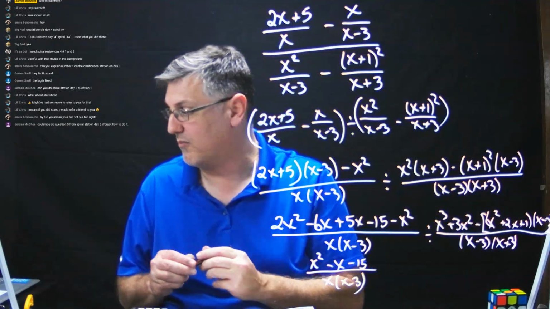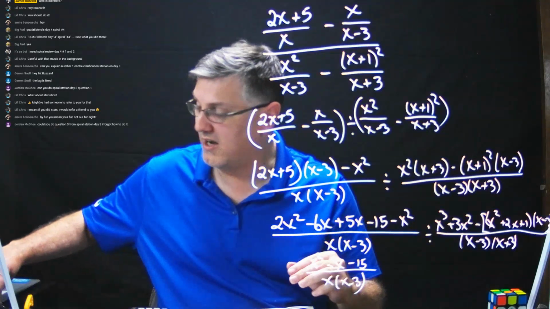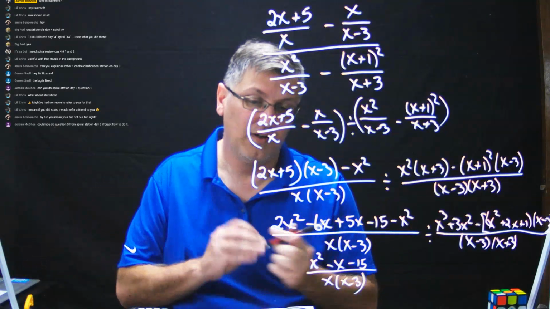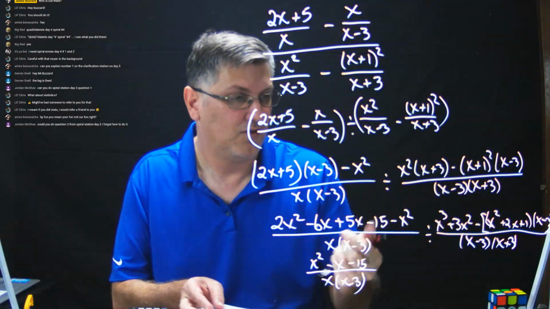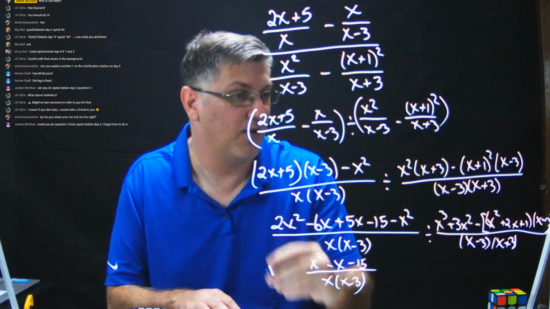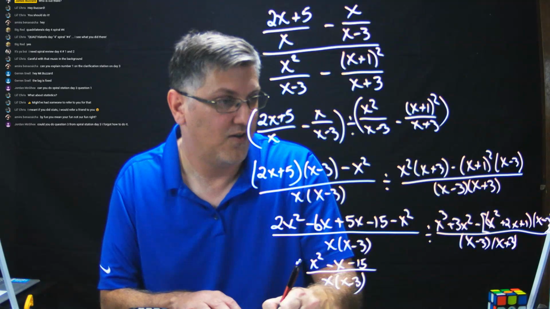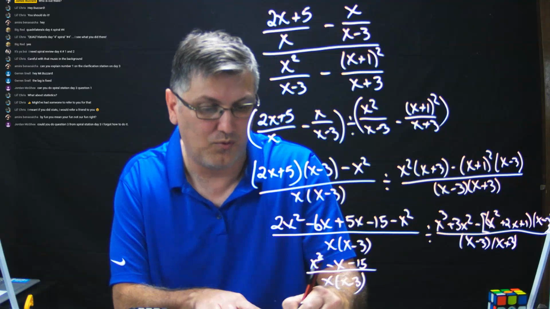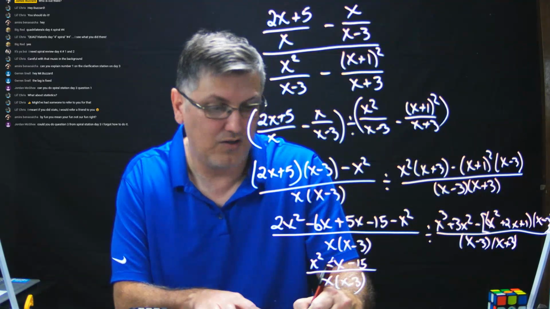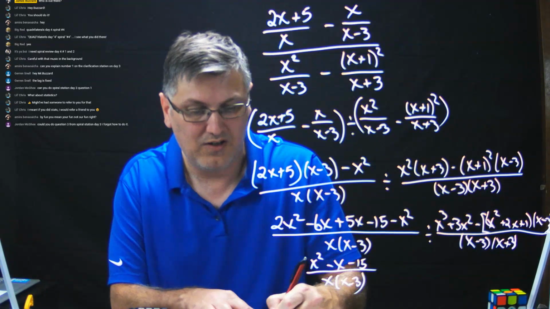This next one, I still need to FOIL that. I'm not going to write it on the board, but I do need to write it down so I make sure I get all my terms, because I'm going to have 6 terms here. So, yes, math with pen. x squared plus 2x plus 1 times x minus 3.